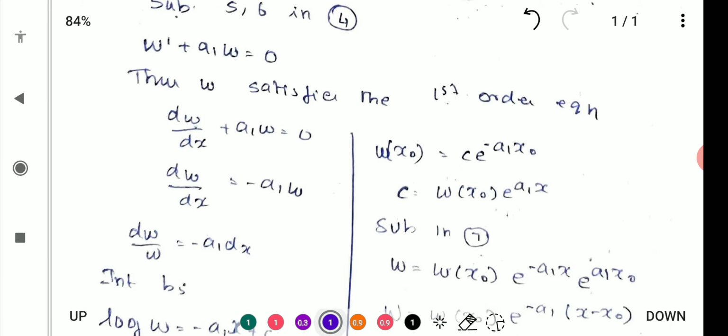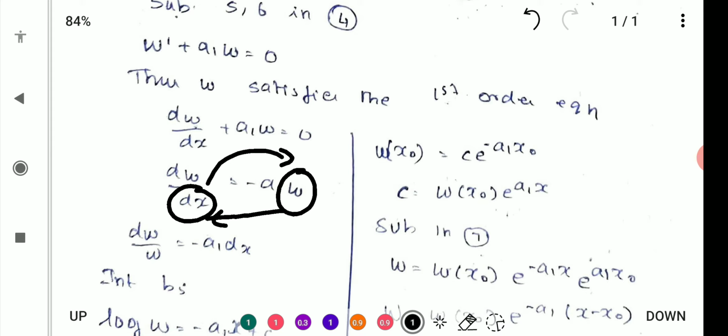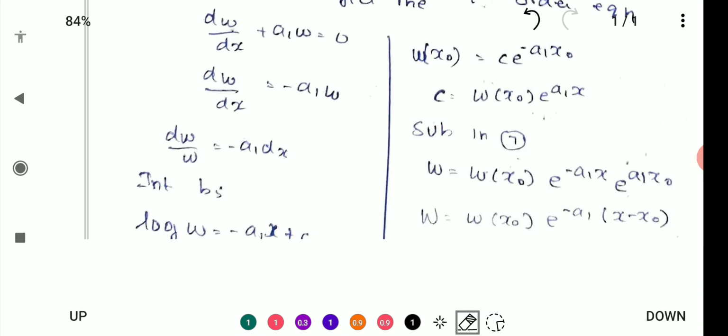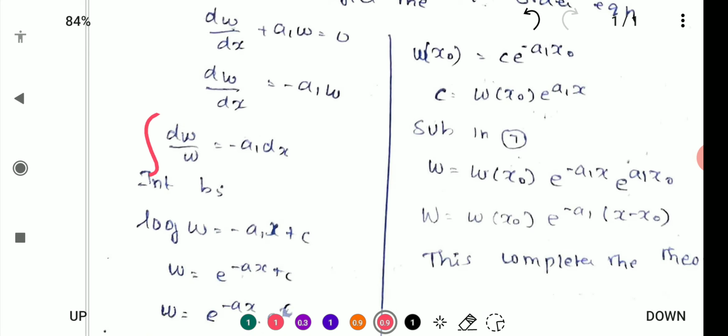After that, I am bringing this term this side. So dw by dx is equal to minus a1 w. I am going to integrate, then only I will be getting w, right? So before integrating, I need to separate the terms by the variable separable method. So I am going to put this w here and dx here. Then dw by w is equal to minus a1 into dx. I will be getting like this. Okay, so we need to integrate both sides.